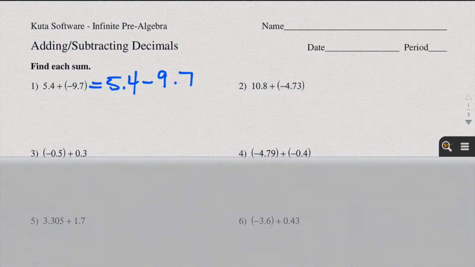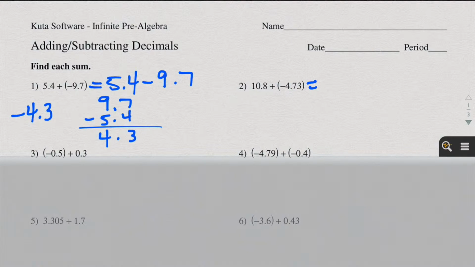If the signs are different, you're going to find the difference between the numbers. So let's find the difference between 9.7 and 5.4 by subtracting them. 9.7 minus 5.4. 7 minus 4 is 3, bring down the decimal. 9 minus 5 is 4, so we get 4.3 as the difference. Now, what about the sign? Between 5.4 and 9.7, the 9.7 is the greater number, so we take the sign associated with that. So we end up using the negative 4.3.